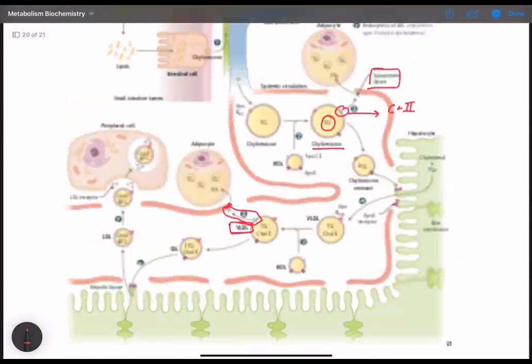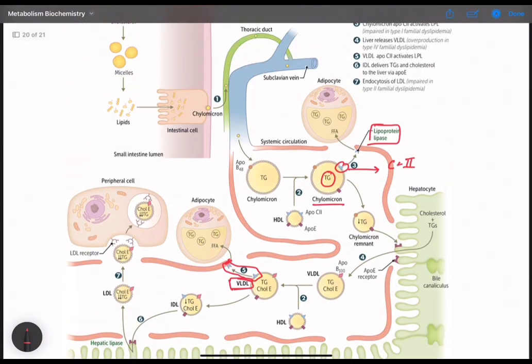If we come over here, these are chylomicrons and these are VLDL. For their transport of triglycerides, lipoprotein lipase is required, and the cofactor required for this is ApoC2. So in these individuals, either lipoprotein lipase is absent or ApoC2 is absent, so there is no transfer of triglycerides in chylomicrons as well as VLDL. VLDL also transports the hepatic triglyceride, using the same lipoprotein lipase as an enzyme and ApoC2 as a cofactor.